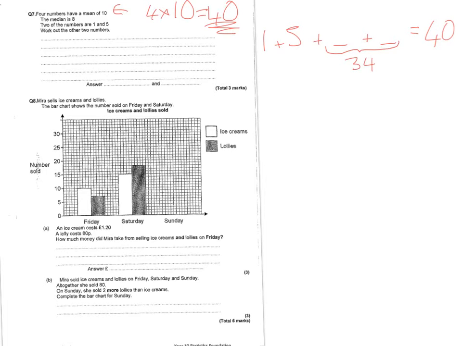To get a median of 8, I'm going to have 5 plus something equals 16, because the middle of 5 and this will be 8, so that number's got to be 11. Middle of 5 and 11 is 8, so that's going to be 11. And if that's 11, then this here has got to be 23. So my 2 numbers are 11 and 23.